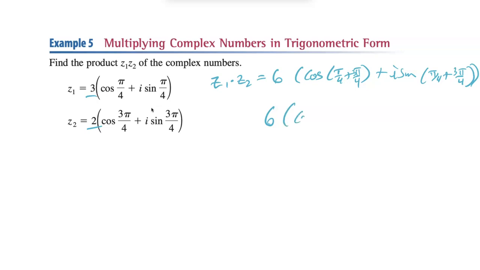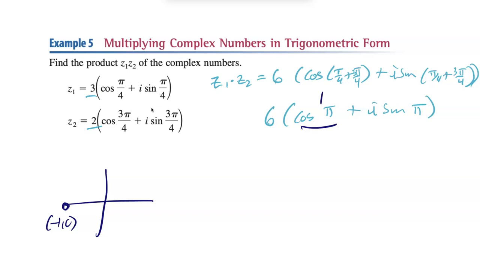So 6 times cosine of pi plus i sine of pi. Like that. And if you want, we can go further. Pi is over here, negative 1, 0. So cosine is negative 1. Sine is 0. So you get 6 times negative 1, which is negative 6. So that 0 went away. But that's how you multiply complex numbers. It's so much easier when it's in polar form than when it's not.